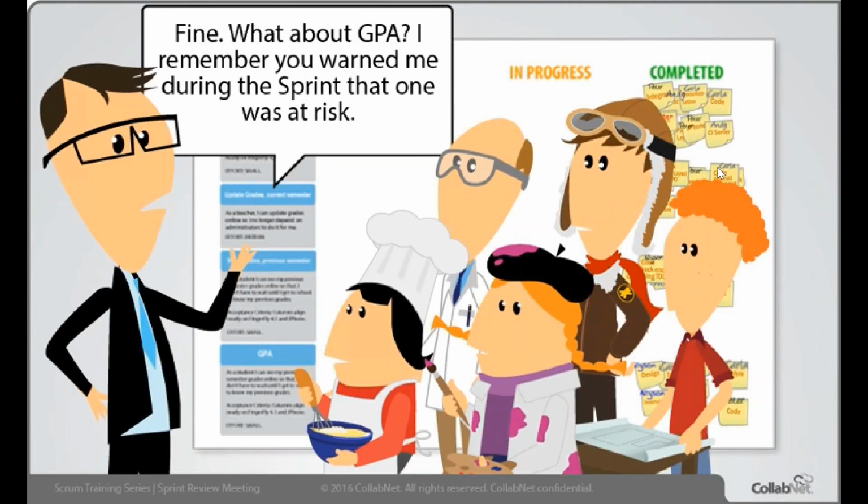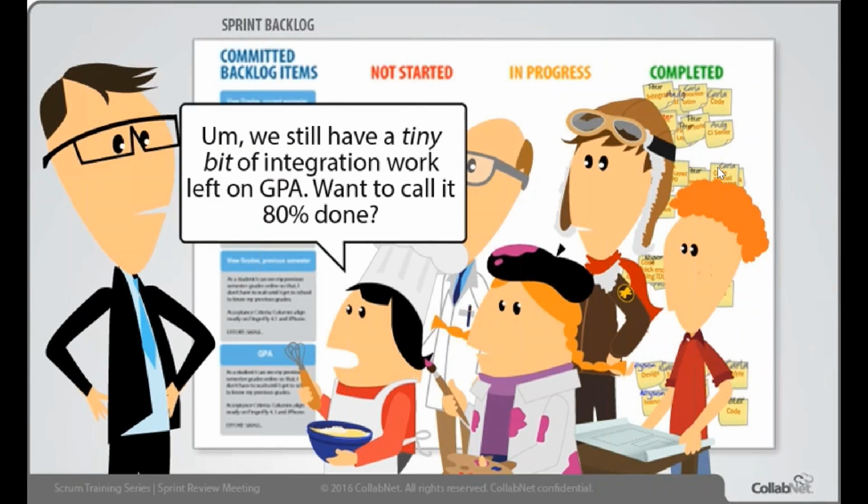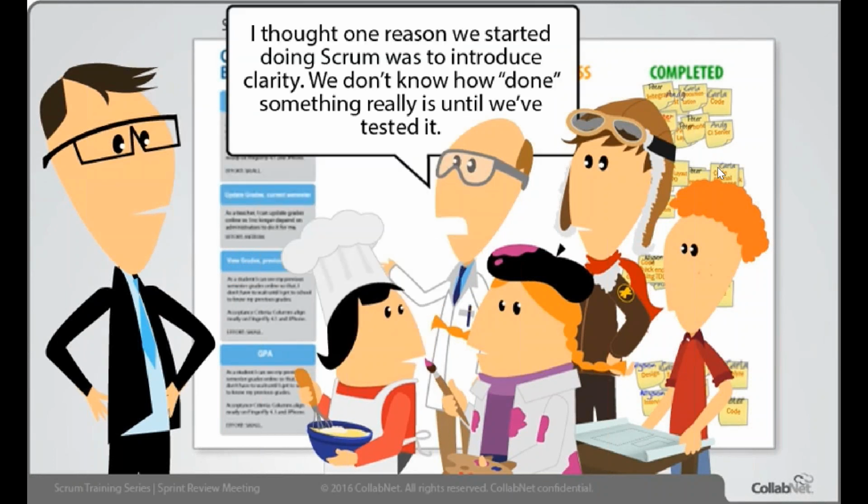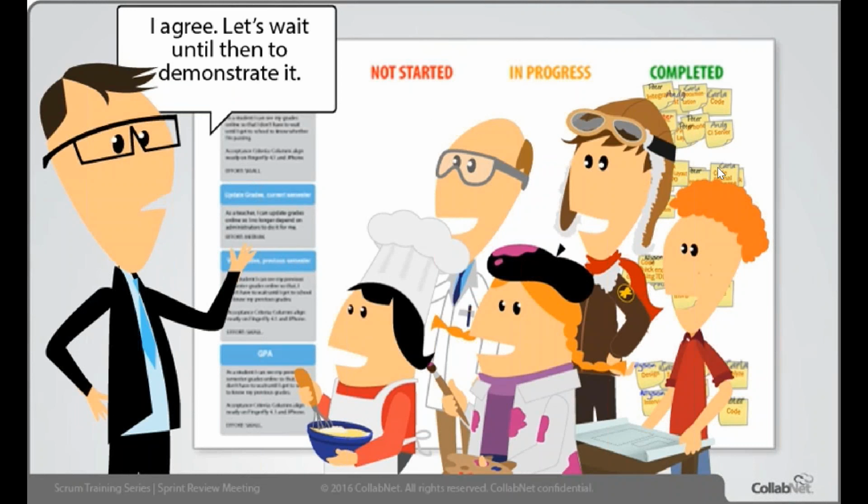Fine. What about GPA? I remember you warned me during the sprint that one was at risk. We still have a tiny bit of integration work left on GPA. Want to call it 80% done? I thought one reason we started doing Scrum was to introduce clarity. We don't know how done something really is until we've tested it. I agree. Let's wait until then to demonstrate it.